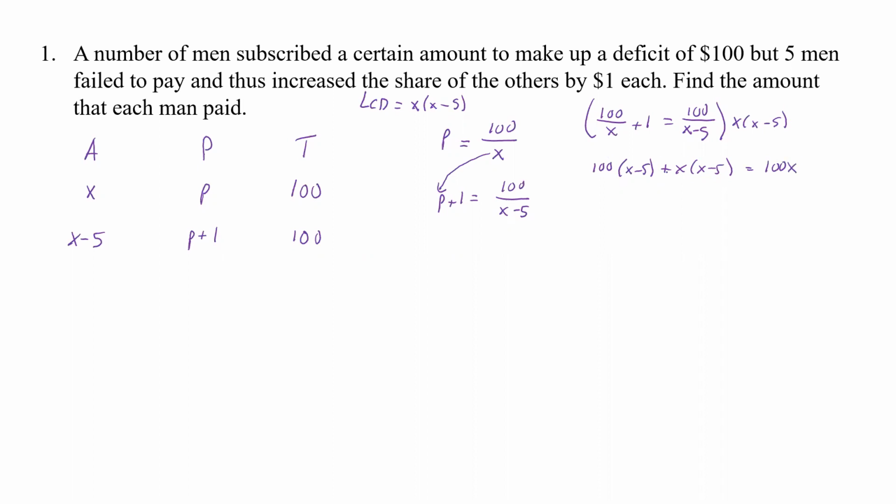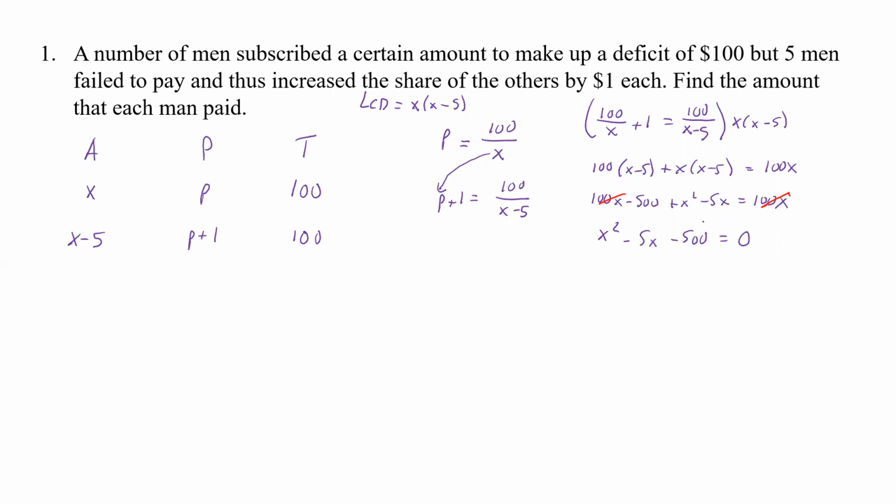Now we need to simplify and distribute and get rid of parentheses. So we'll get 100x minus 500, and then we'll have plus x squared minus 5x equals 100x. All right, so now, as we've seen in the past, if we have one thing on one side and also on the other, those are going to cancel. So we don't even have to worry about that, because if we subtract 100x from here and we subtract it from here, it just disappears on both sides. So we cancel it, and we're left with what's here. So we have x squared minus 5x minus 500 equals 0.